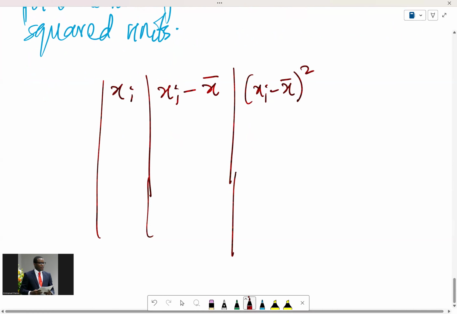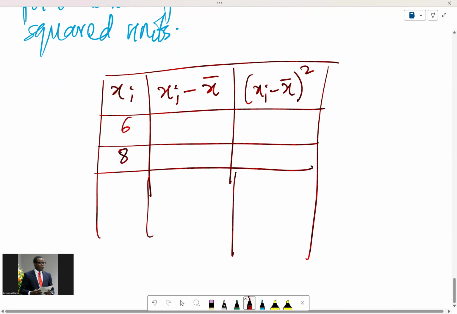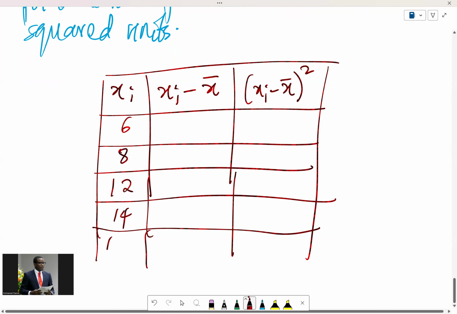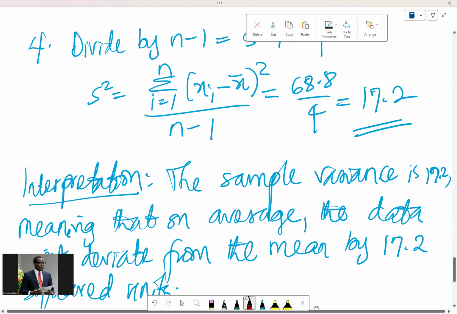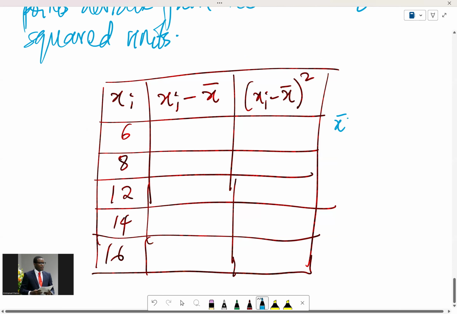So for instance, the first values are 6, 8, 12, 14, and 16. That's what you have. Instead of doing it step by step, which can lead to a lot of confusion, you can just make your table straight up. Once you make the table, you have to compute your x bar by the side. So your x bar is simply equal to 6 plus 8 plus 12 plus 14 plus 16 divided by 5.